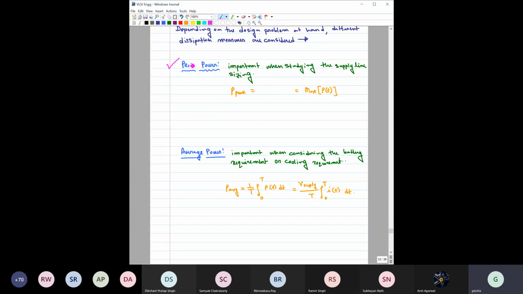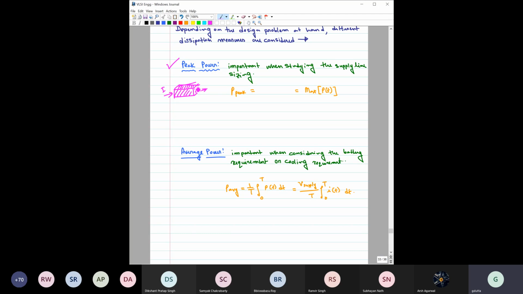When the peak power is given, it is important when you are studying the supply line, or deciding what the line width should be. For example, you have made one line, say this power line, and it has a particular thickness. If you consider it in a three-dimensional view, the current is flowing like this, right? So this wire or this line cannot handle more than this amount of current. So the peak power in your particular circuit is this much.